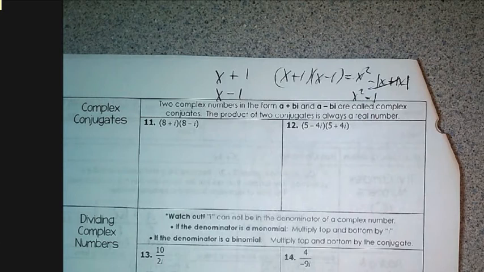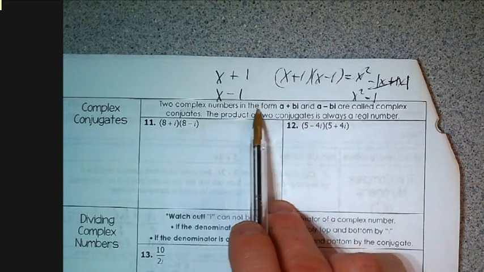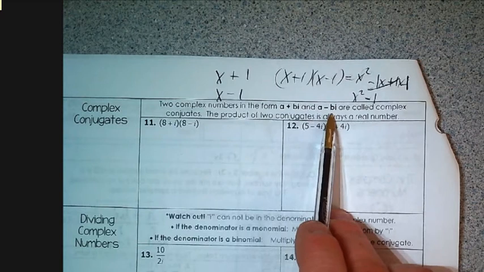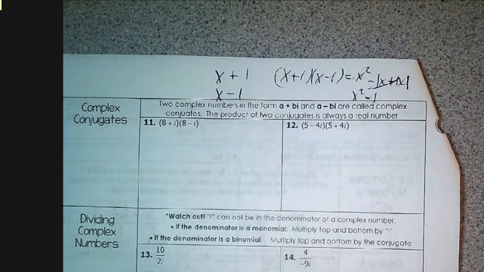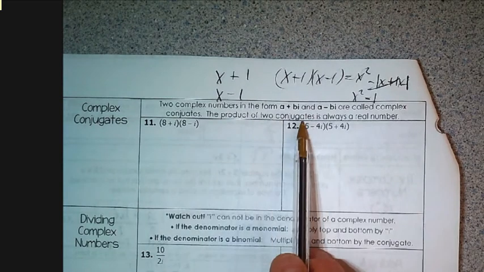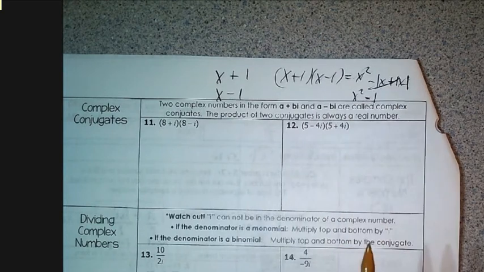So the complex conjugates are simply two imaginary numbers that are only different by the middle sign. That's the only difference. Two complex numbers in the form of a plus bi and a minus bi are called complex conjugates. What this does is it enables us to eliminate the imaginary part. If I multiply complex conjugates together, the imaginary parts go away, and we'll see why this is important when we deal with division. The product of two conjugates is always a real number. That's extremely important.